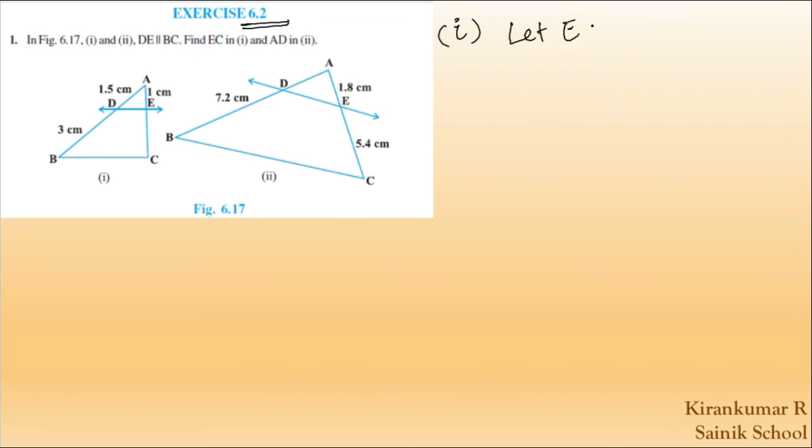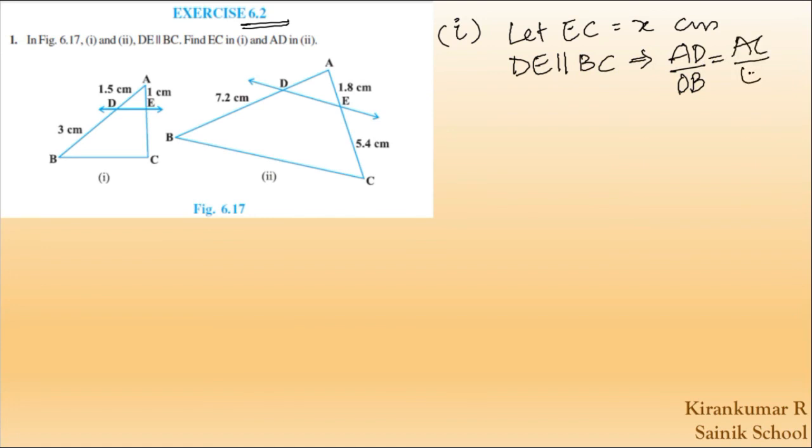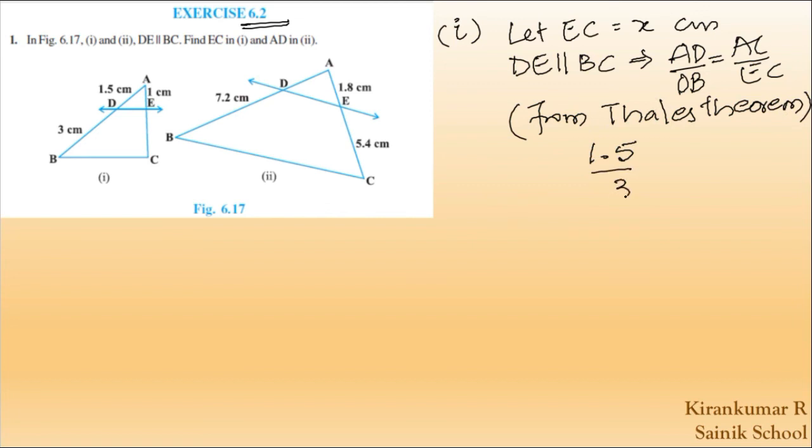Let EC be x centimeter and they have given that DE is parallel to BC. This implies the ratio AD upon DB will be equal to AC upon EC. This is from basic proportionality theorem or Thales theorem. Therefore, the ratio 1.5 upon 3 will be equal to 1 upon x. The value of x will be 2 centimeter.